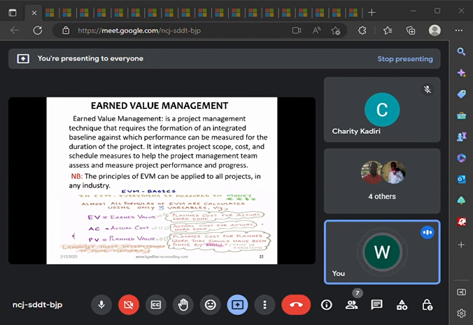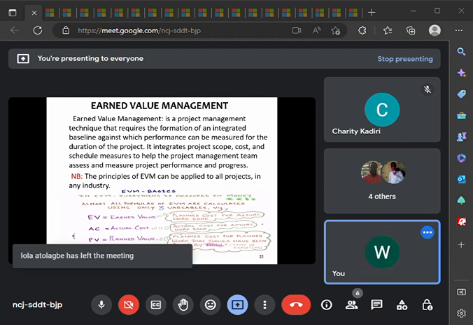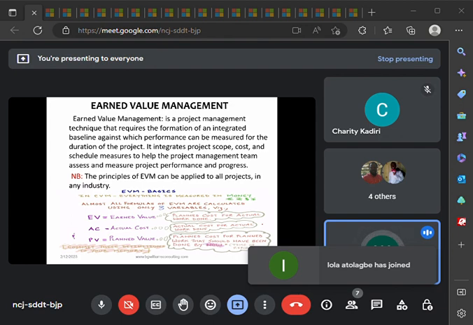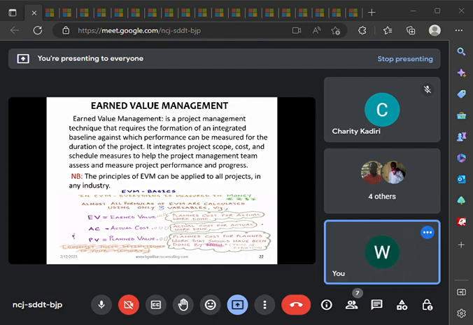So now, earned value management is a technique that is used in project management to measure the performance and progress of our projects. It helps us to know if our project is performing well or if our project is not performing well. And we are going to look at this from two perspectives.